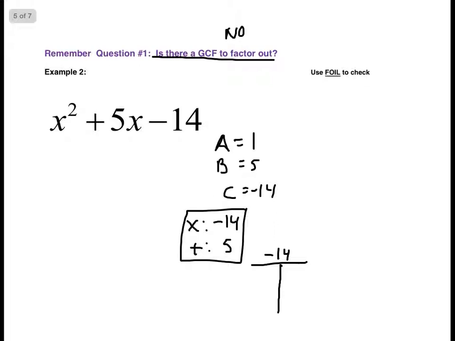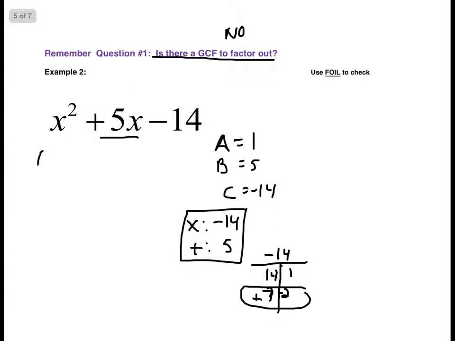So I could do 14, I'm not going to use the signs yet. So 14 times 1 and 7 times 2. 7 times 2 multiplies to get to 14, and it could add to get to 5. But you have to figure out which one is positive and which one is negative. Well, since the 5 is positive, that means that the 7 has to be positive and the negative has to be with the 2. So those are going to be your answers.